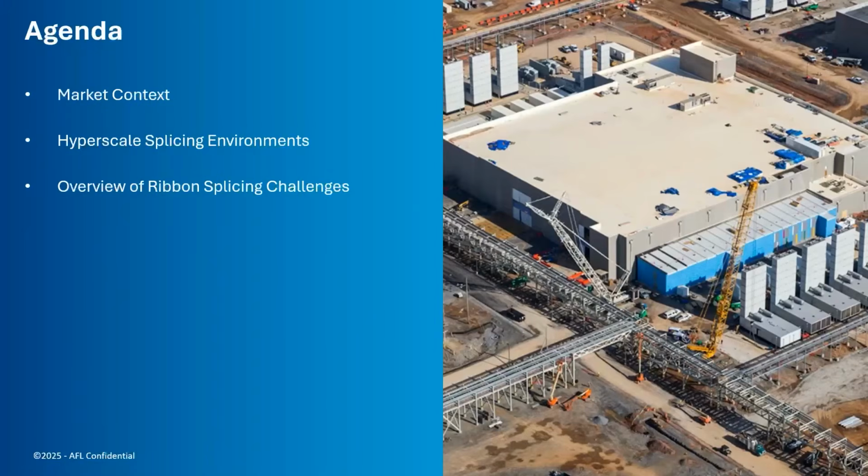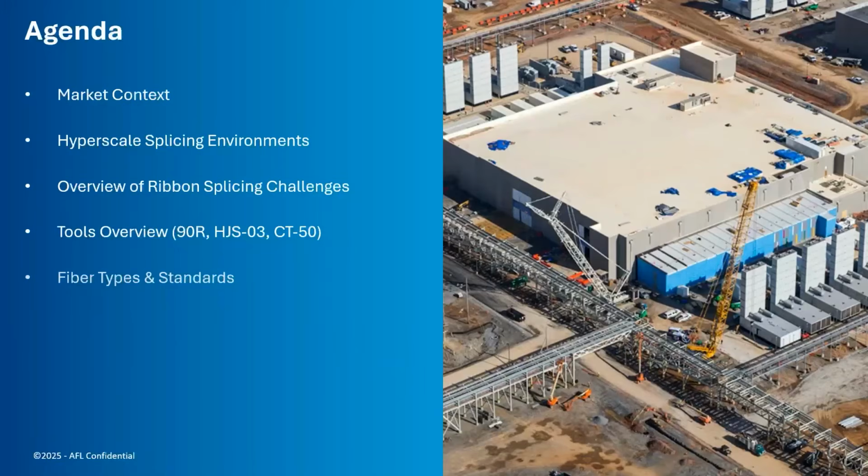Overview of the ribbon splicing challenges in this environment. We wish it was a clean room environment, but as you can see, it's a massive building with lots of construction happening. We'll move on to tools overview. We'll be covering the 90R, the fixed V-groove mass fusion splicer, the hot jacket stripper, and of course the cleaving device that is critical to this operation.